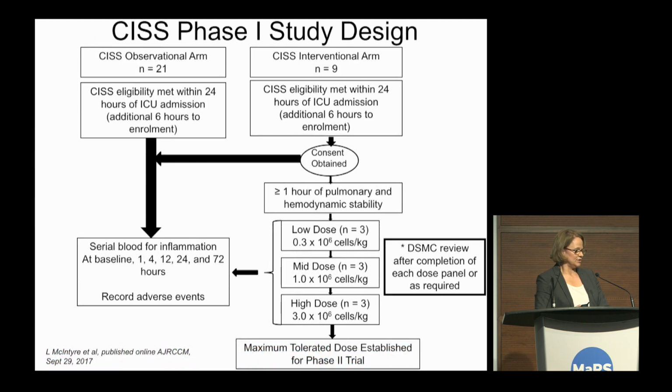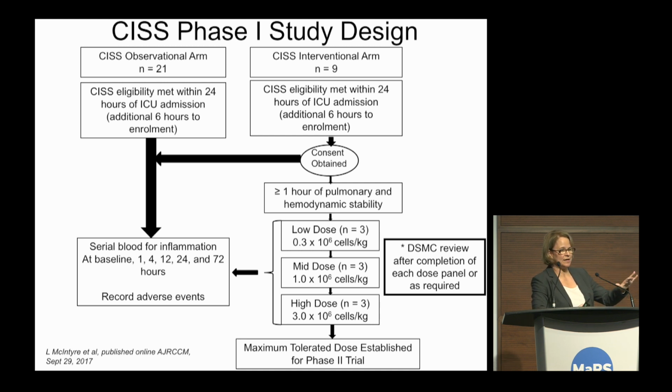Okay. So this is what our phase 1 trial study design ended up looking like. On the left, we have our observation, or what we call our CISS observational arm, where we enrolled 21 patients that met our predefined eligibility, inclusion, exclusion criteria within 24 hours of getting into the ICU. And because we were using fresh cells, we needed to get the cells ready for infusion, so we had to give an extra 6 hours in order to get consent and then to actually get the cells ready for infusion. So we actually had a 30-hour eligibility window there.